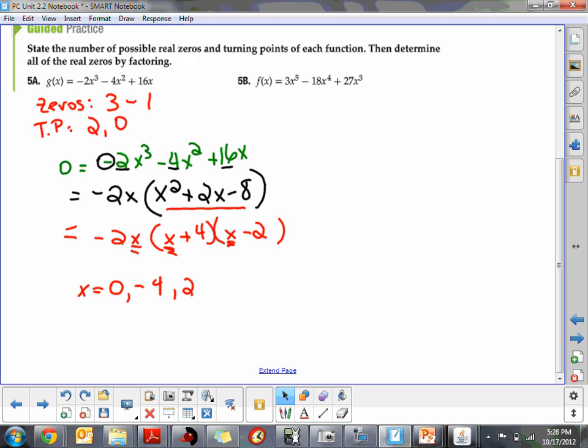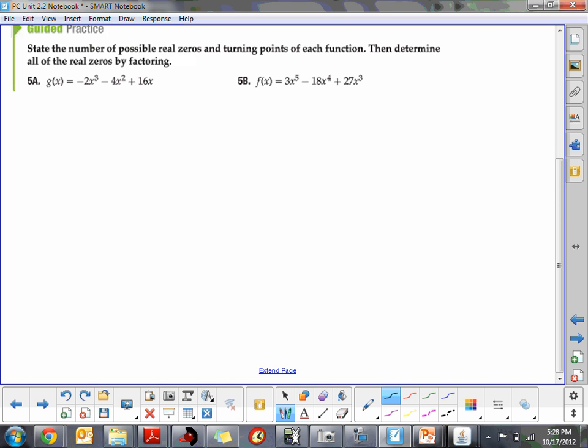Now let's take a look at 5b. In 5b, fifth degree polynomial, so we have a total number of zeros. The maximum it can have is 5. Since it's odd, the fewest it can have is 1. Number of turning points, the maximum it can have is 1 less than the power, so 4, and every even number below that, so 2 and 0.